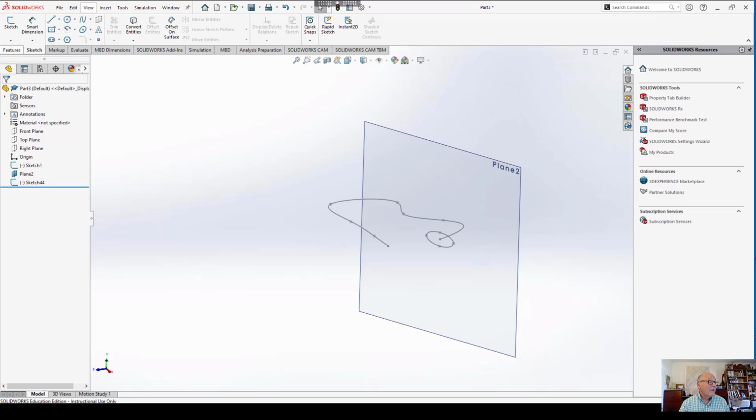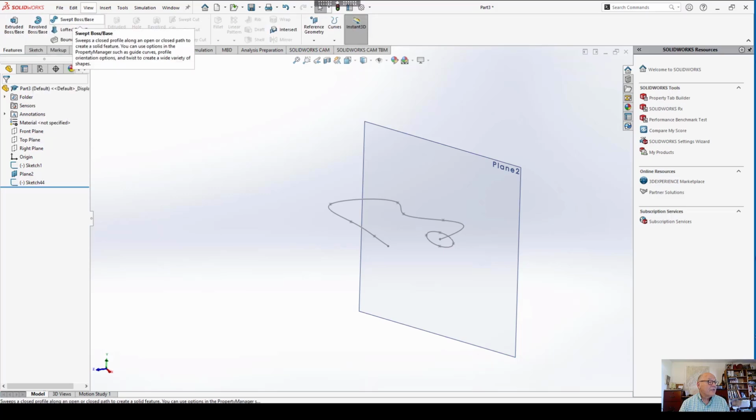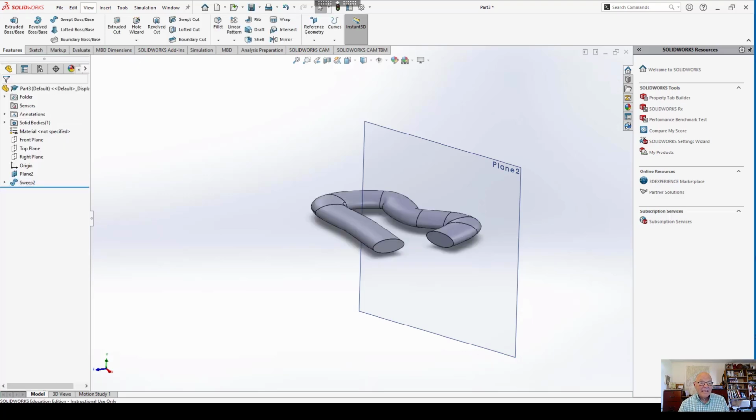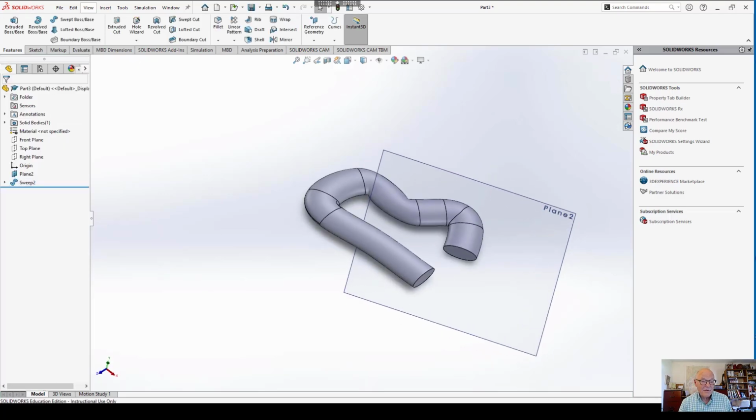Now when we go over here and say I want to do under features a swept boss or base, the profile is going to be this, and the path is going to be that. Now I have an elliptical solid that goes through a sweep. So now pause this video and go and try one of those.